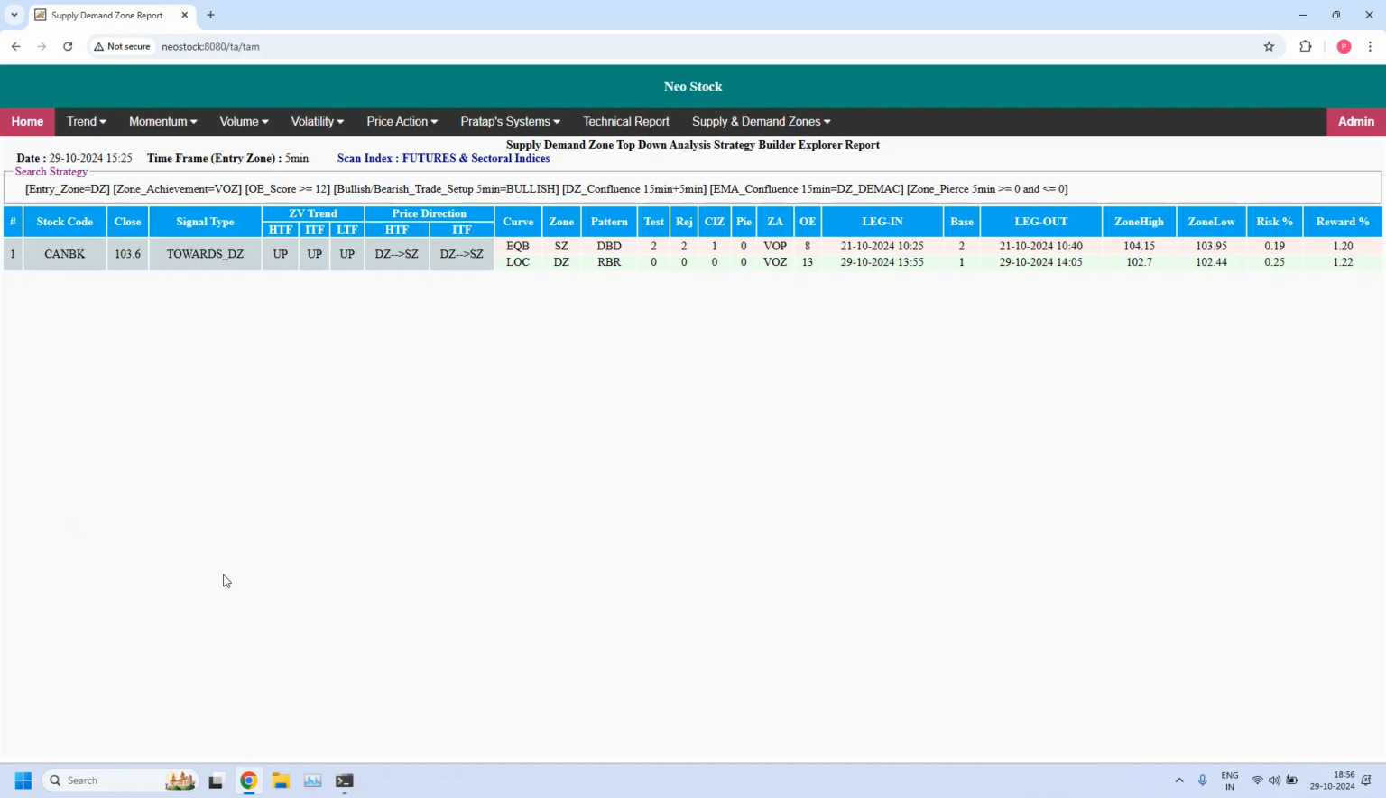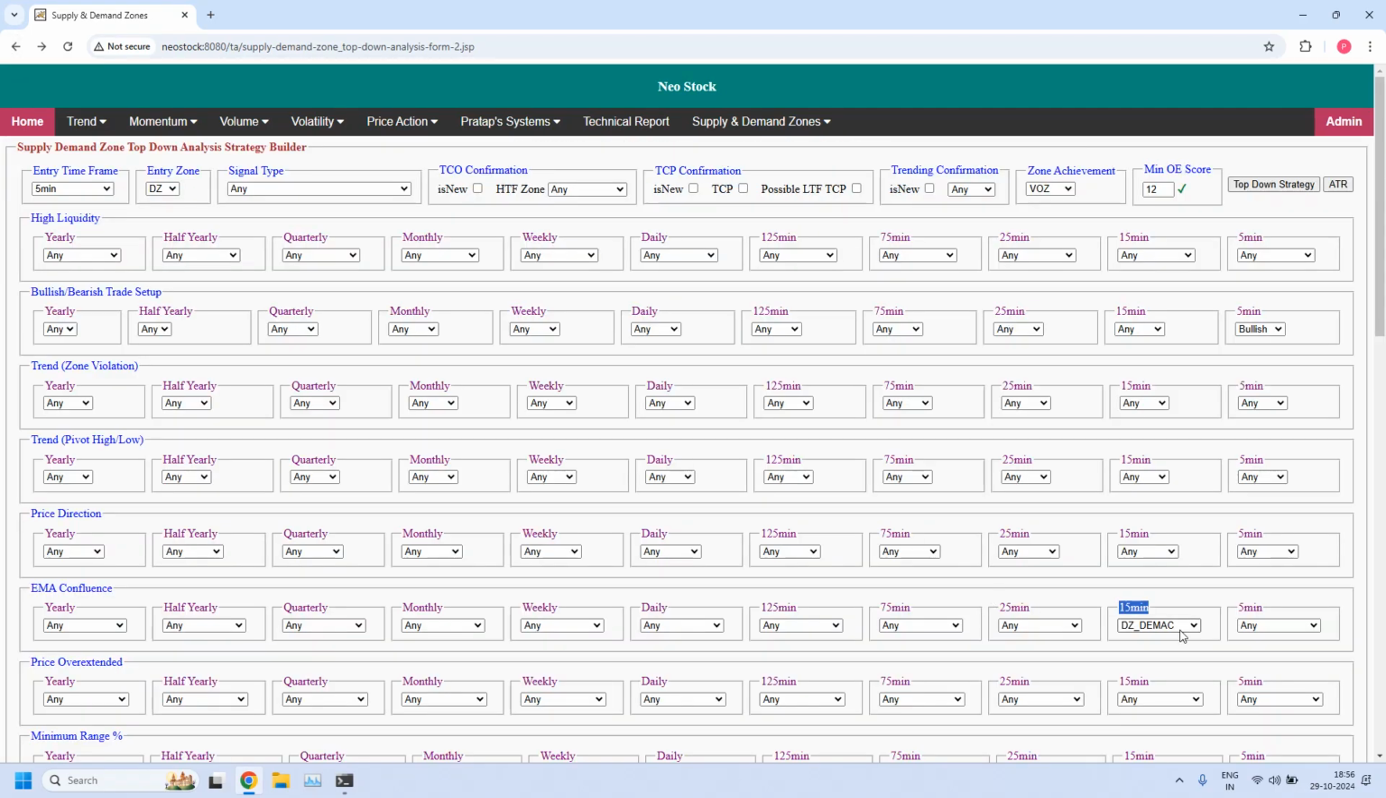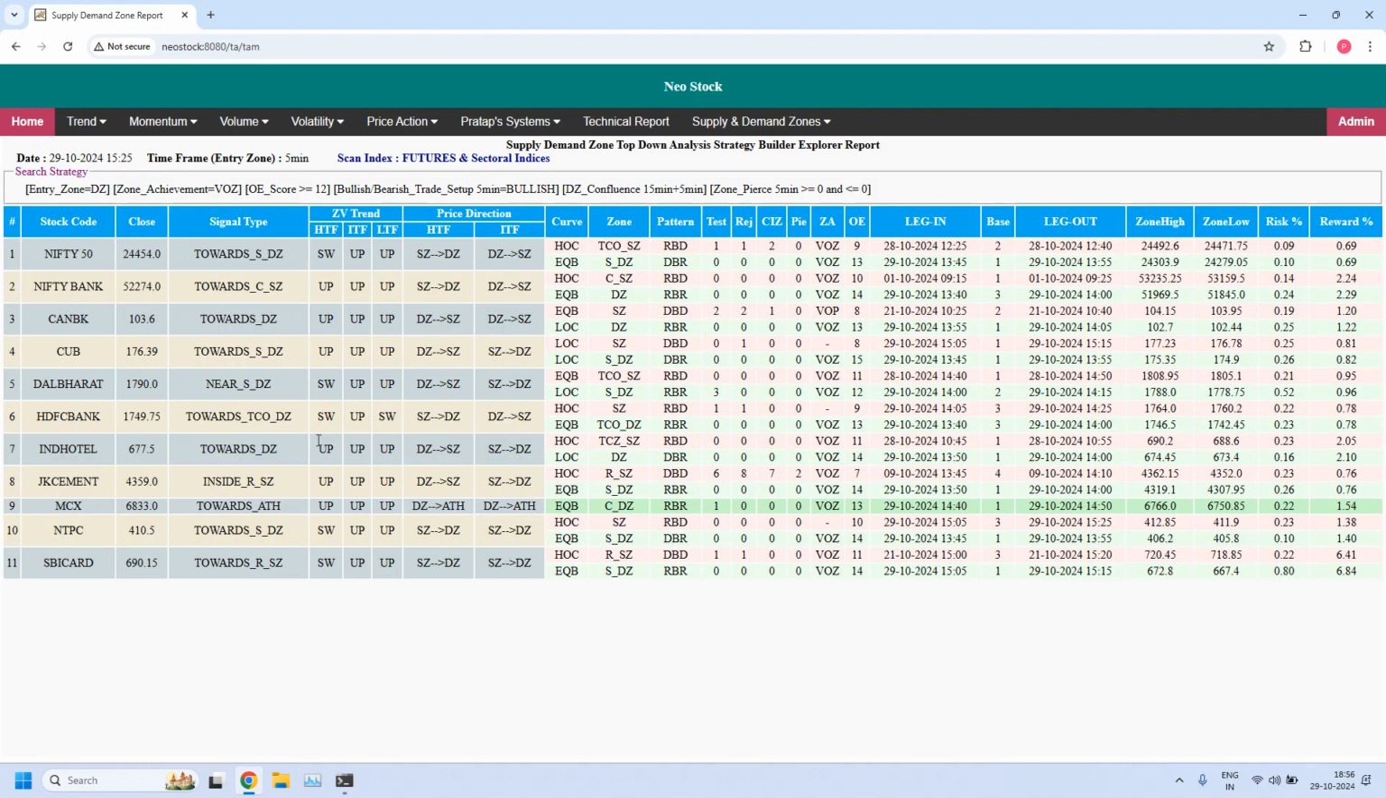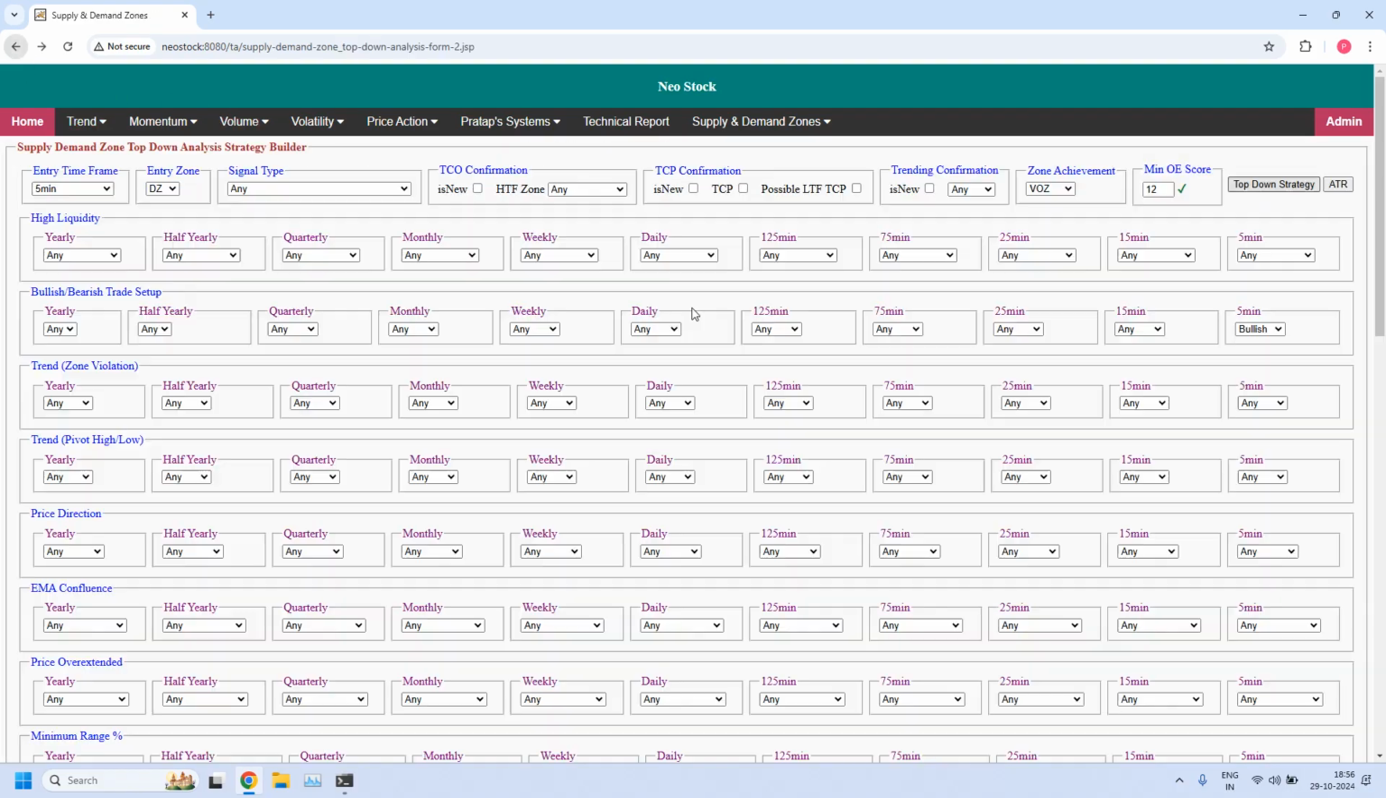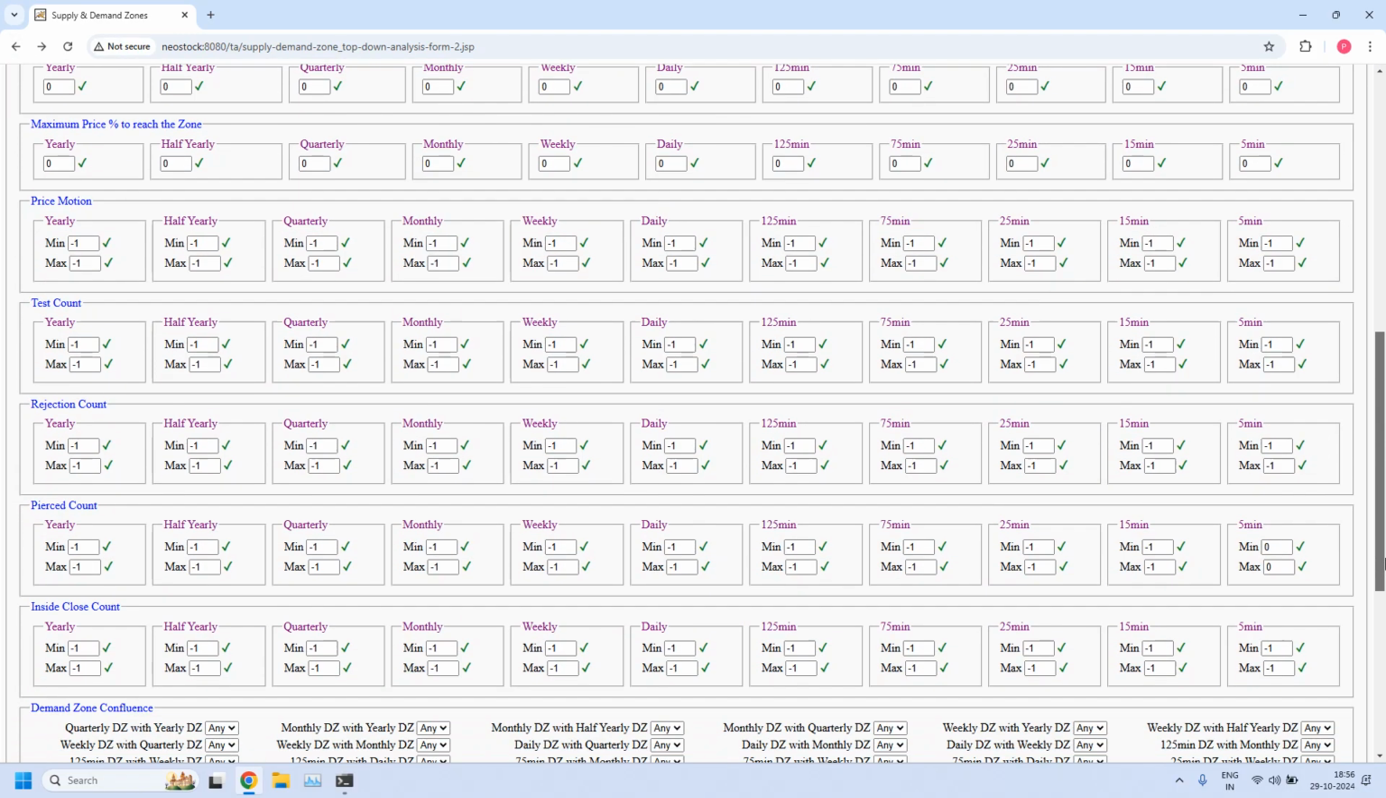Next, let us look for HTF confluence. First, we need to remove the EMA filter. Without EMA, we got 11 stocks, right? Yeah. In these 11, LTF, ITF. Now, HTF, how many are supported? Let's verify out of those 11.